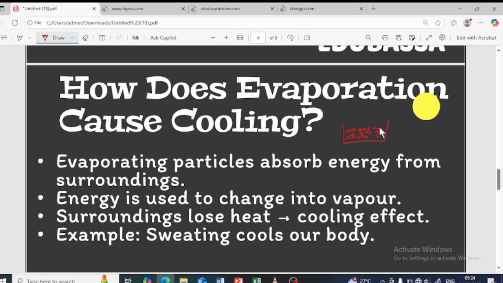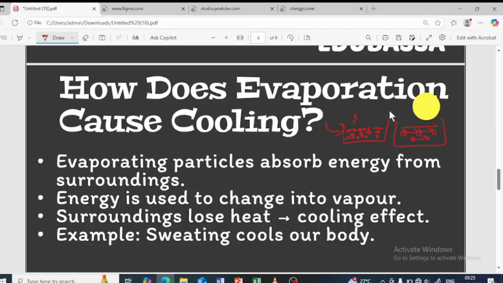So in order to convert the particles present over here from the liquid state to the gaseous or vapor state, they will take up heat energy from the surroundings, to overcome the force of attraction present between the particles. This is liquid, so the particles are arranged like this and there will be a force of attraction. This force of attraction has to be broken down in order to convert this liquid state into the gaseous state. Am I right?